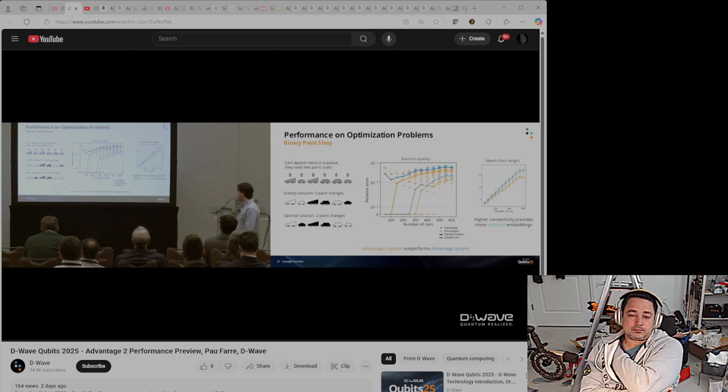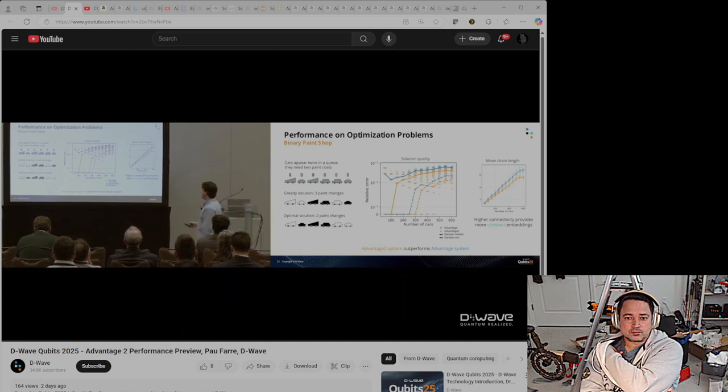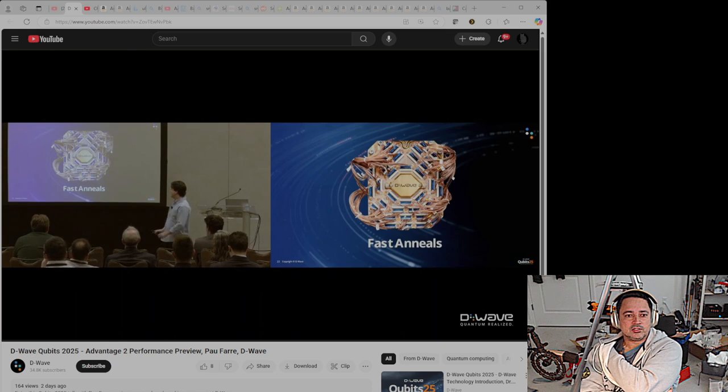Here is the mean chain length. It's not obvious, but Advantage 2 is able to embed these problems with shorter chain lengths. And again, this helps the performance of our quantum computers with shorter chain lengths.